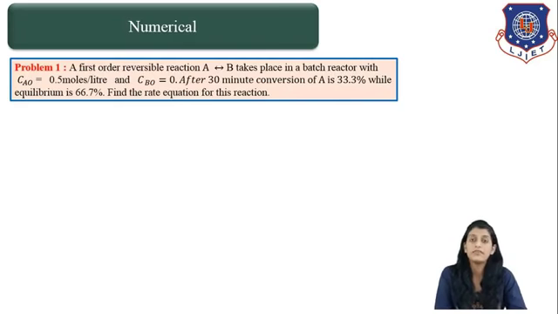So the given numerical problem to us is a first order reversible reaction A gives B that takes place in a batch reactor with Ca0 equals 0.5 moles per liter and Cb0 equals 0. After 30 minutes, conversion of A is 33.3% while equilibrium conversion is 66.7%. Find the rate of this reaction.